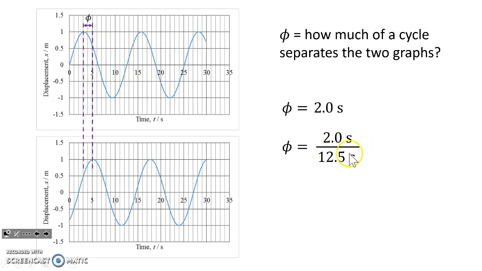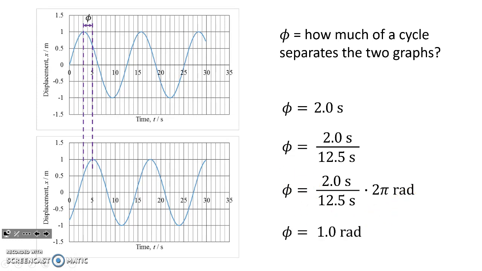Now we could stop there and express phase difference as a percentage or just a fraction. But instead we use radians. How many radians are in one full cycle? The answer is 2 pi. So when we multiply the fraction by one full cycle, we get the phase difference in radians. And in this case, it would be 1 radian.